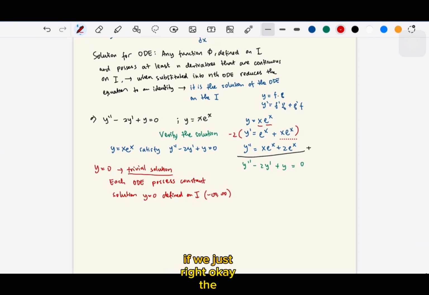Because if we just write, okay, the solution is y equals 0, but y equals 0 is for every differential equation. It's not meant for some specific differential equation. So that's why it's just trivial. We can just say that it's not really meaningful.